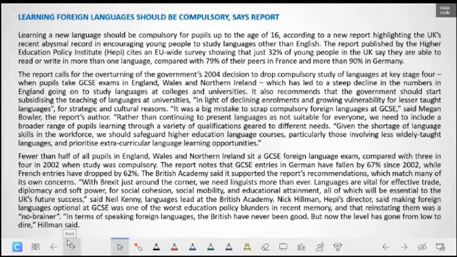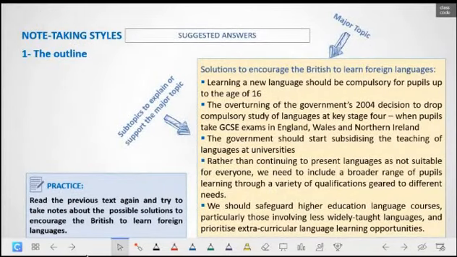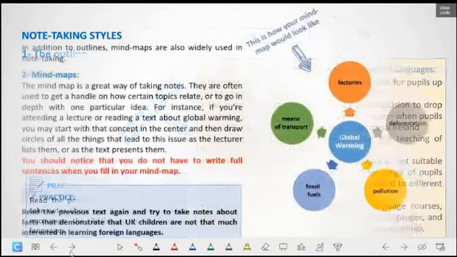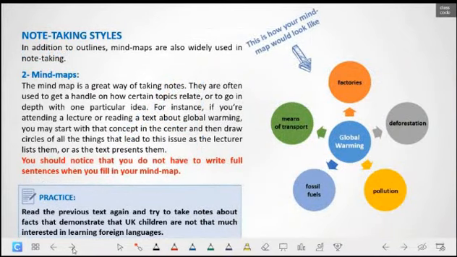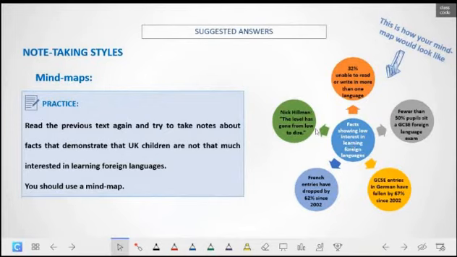All right. Let's have a look at how it looks to use the mind map. So we did the outline style, and now we're going to have a look at the mind map and how it looks. All right. So we have facts showing low interest in learning foreign languages. So this is the major topic. This is the main topic. And then we have the causes around it. All right. So it's almost the same, but the shape is a little bit different.